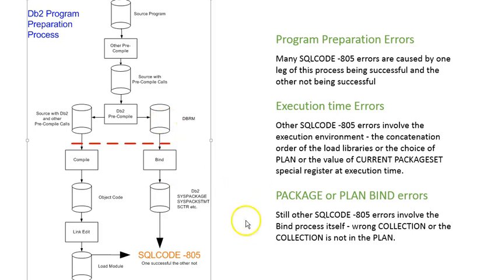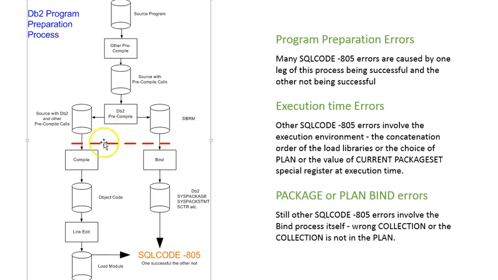The DBRM is input to the bind process, and the bind process creates a package which is stored in the DB2 catalog in tables like skeleton cursor table, SYSPACKAGE, SYSPACKSTMT. The source and program calls then go into the compile process, and the compile process creates an object code which is then link edited into a load module. Both the load module and the DB2 package have something called a consistency token. This token must match at execution time, or you end up with an SQLCODE -805.